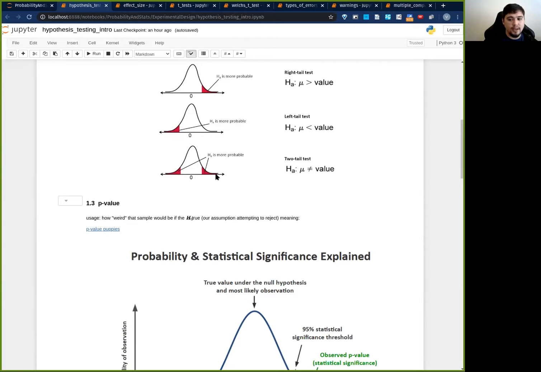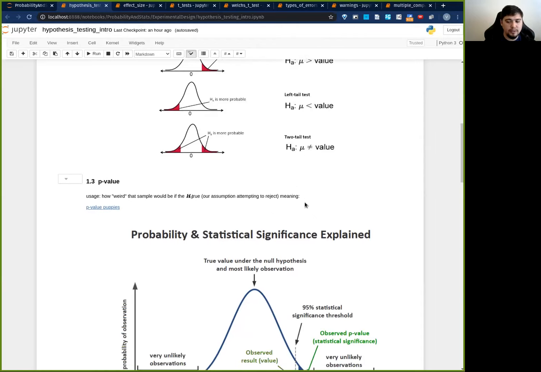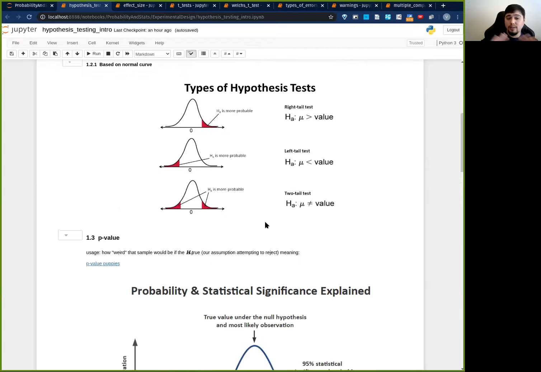So we exist in two tails here. In this case, you're going to be looking at whether it's in both of those parts, and you usually denote this with "does not equal to." Okay. And those are the only three situations that you have in all hypothesis testing.